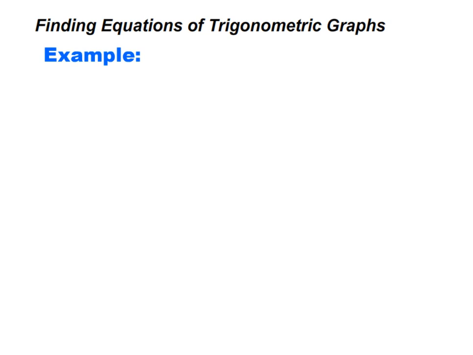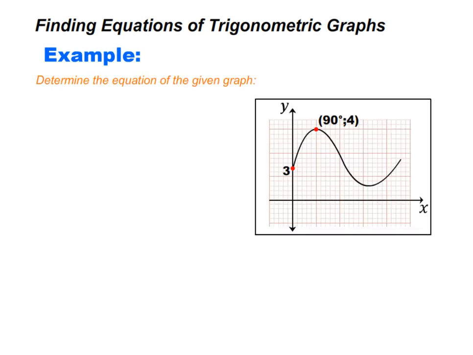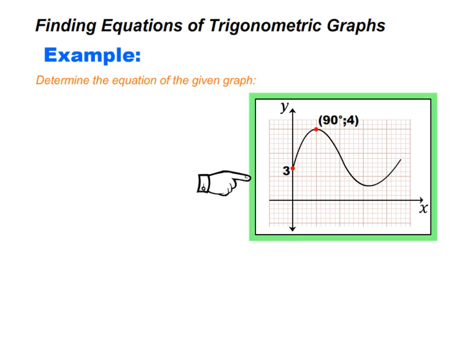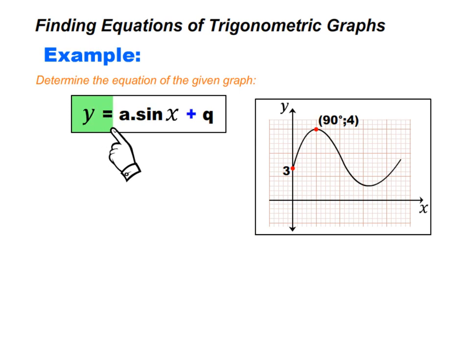Let us have a look at this example. In this example, we want to determine the equation of the given graph. Look at the shape of the graph. This is the sine graph. It is the equation y is equal to a multiplied by sine x plus q.